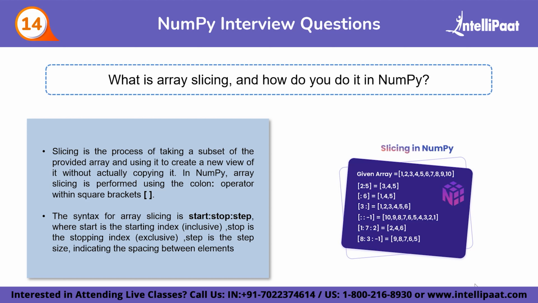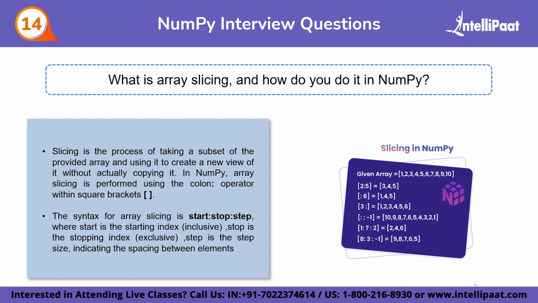And then we have 1 colon 7 colon 2. So it means you should start the value from index 1 and end at index 7, while the step will be 2. So first one is 2, so we write it as 2. Then we have the 7th element, which is 8, so we skip by 2. So it is 4. And then we have the 10th element as 10, so skipping by 2, it will be 6. Right. So it is 2, 4, 6.